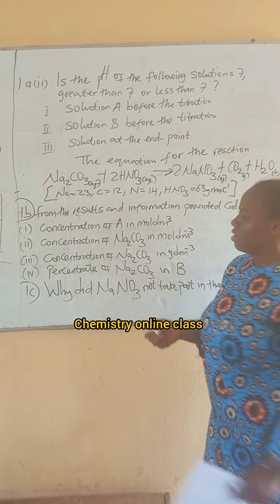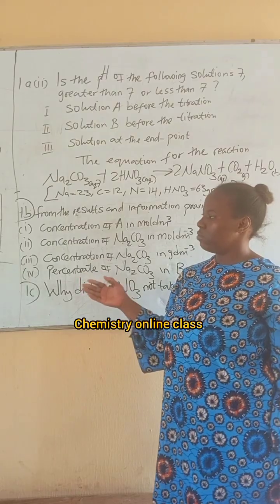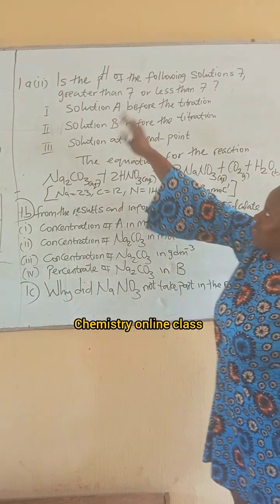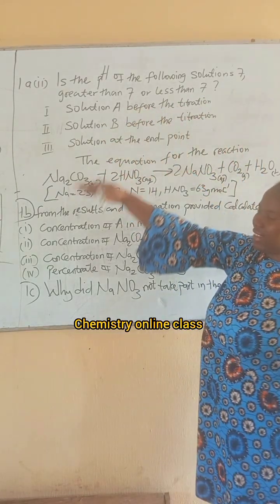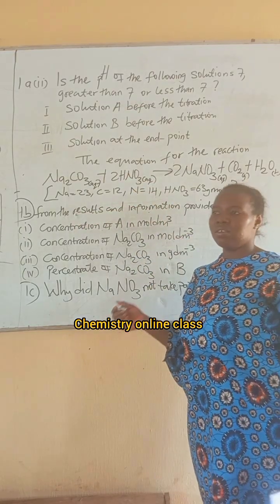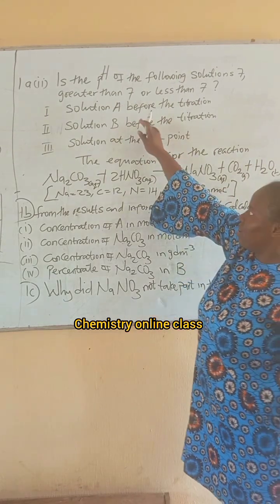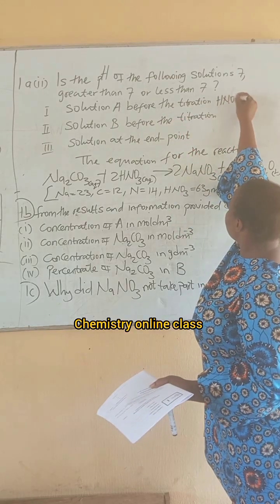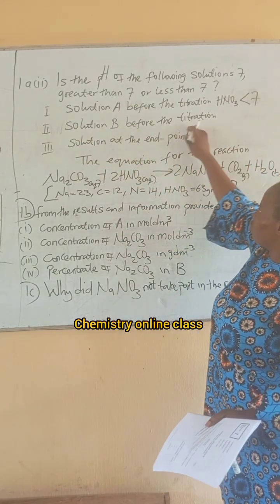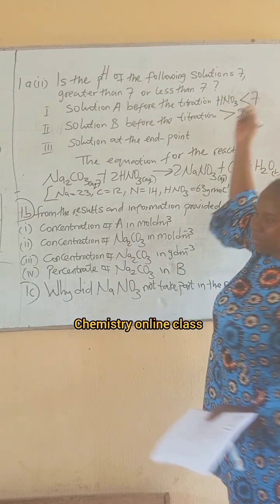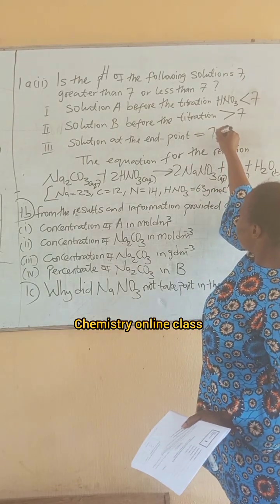Now let's start. The first question says we should calculate the average volume of A used. But before that, let's quickly answer this one. Is the pH of the following solutions 7, greater than 7, or less than 7? Our solution A before the titration is nitric acid. A pH scale is a scale we use to determine the acidity and alkalinity of a substance. Since A is an acid, HNO3, its pH is less than 7, so it is acidic. Solution B before the titration is greater than 7 because it is a base. At the end point, neutralization has occurred, so the pH is equal to 7.